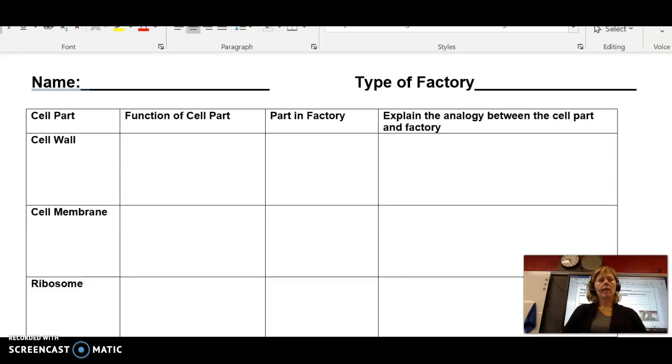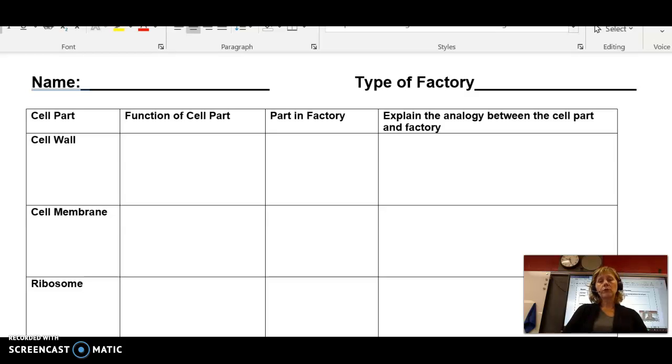Every once in a while I have a student who just picks random things like, I'm going to compare ribosomes to windows of my house. That makes no sense. The function of ribosomes is to make protein for the cell. There's no possible analogy between that and windows to my house. So don't just make stuff up. It has to make sense. So be really careful about those analogies. They should make sense.